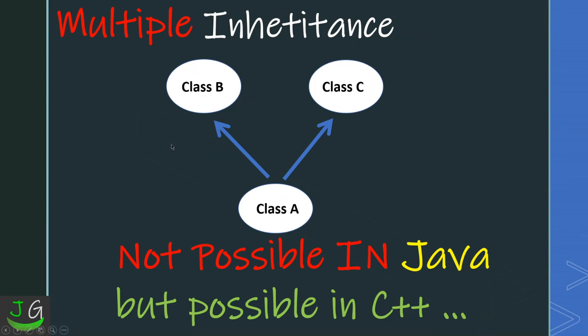Here is an example of multiple inheritance. For example, class A can inherit from class B and class C at the same time. But this is not possible in Java, though it is possible in other programming languages like C++.